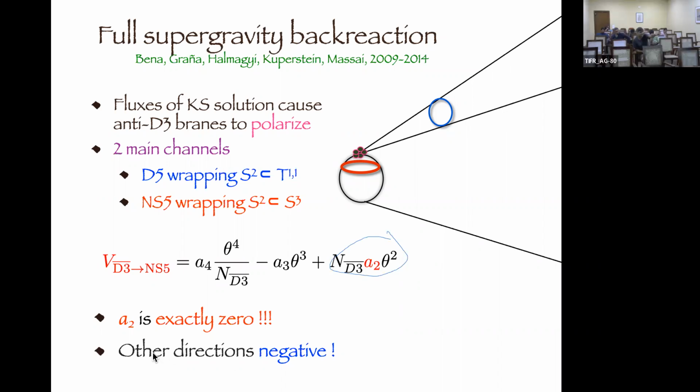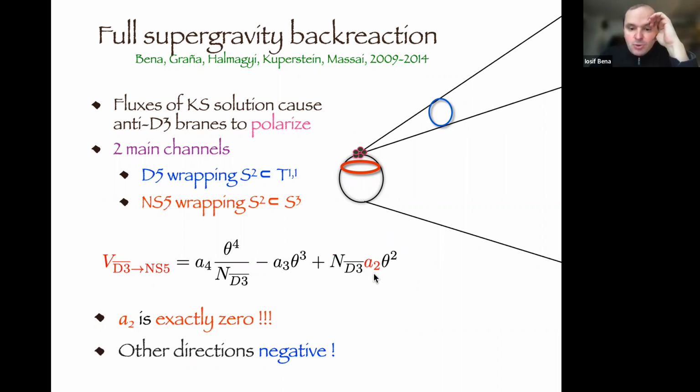So what I'm not understanding is that last line. What do you mean other directions negative? Because it's a complicated setup. If you look at this thing, there are basically 6 directions on the NS5 on the D3 brane Coulomb branch. There are 3 directions up the throat, and there are 3 directions along the S3. Yes. And this potential is a more complicated function.